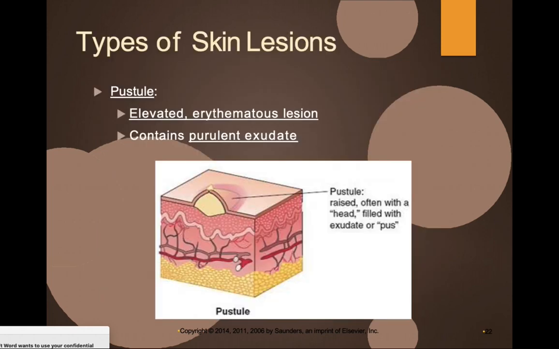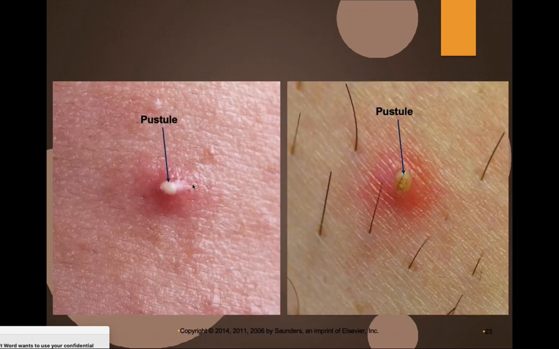A pustule, this is elevated. It's erythematous, which means it looks like erythrocyte, so it's reddish, right? It's raised, often has a little bit of a head. It can have some pus or exudate that comes out of it, and that's an important feature. So it could be red, and it has a purulent exudate. That is a pustule, right? Looks like a little white head that forms here, and you have the redness, the erythema, around the periphery of it.